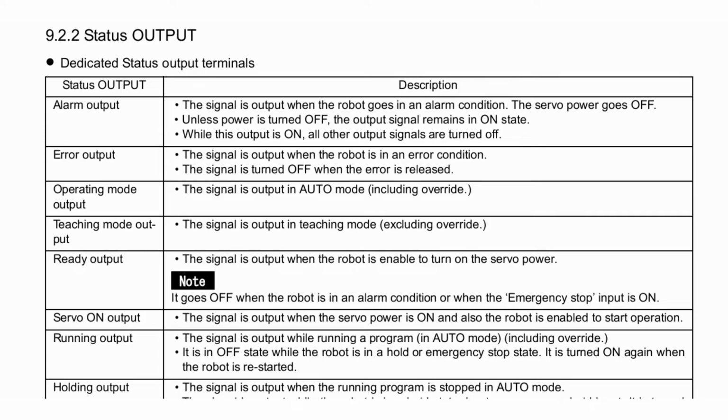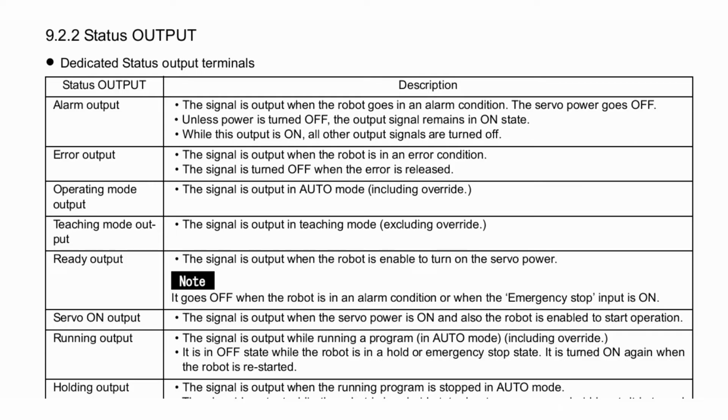Error output. The signal is output when the robot is in an error condition. The signal is turned off when the error is released. Operating mode output. The signal is output in auto mode, including override. Teaching mode output. The signal is output in teaching mode, excluding override.